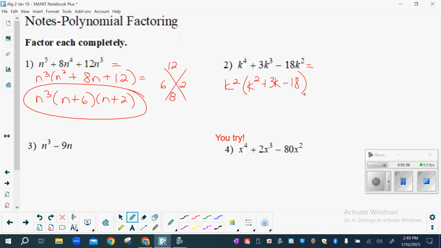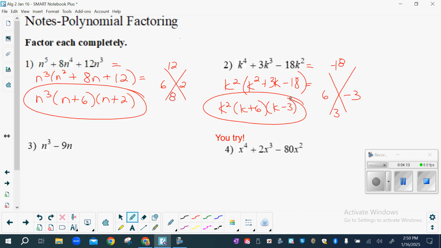Because we've got 2 parts again on this one, so now we can factor again. We're going to look at what multiplies to negative 18. 6 and negative 3. So k squared times k plus 6 times k minus 3.